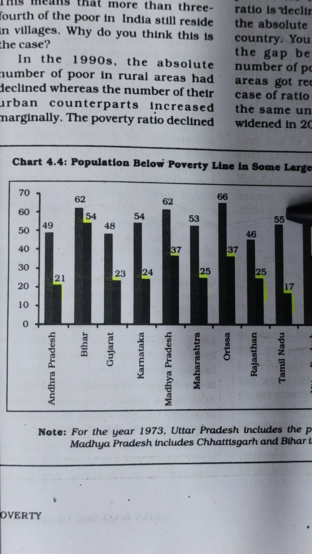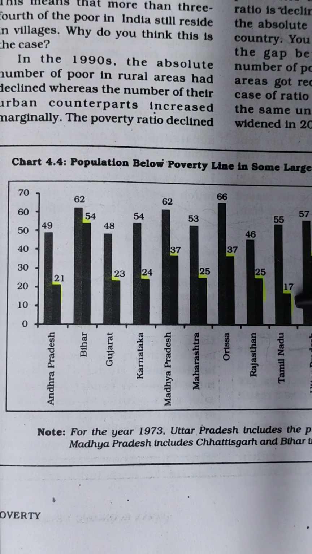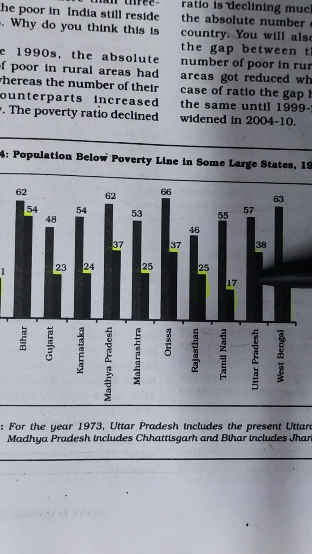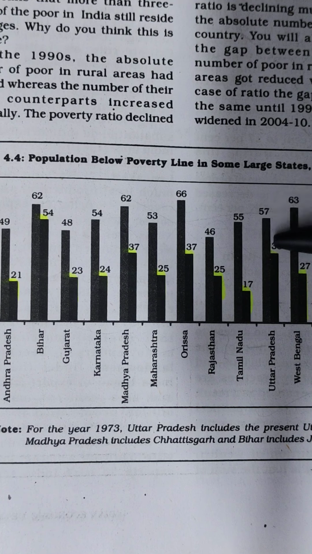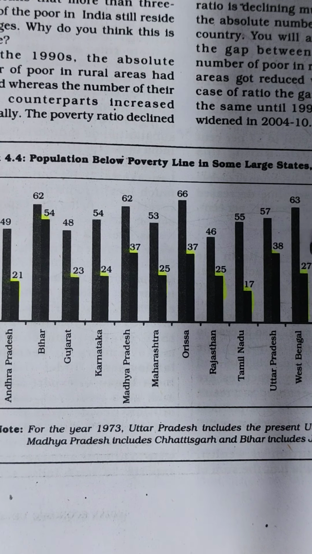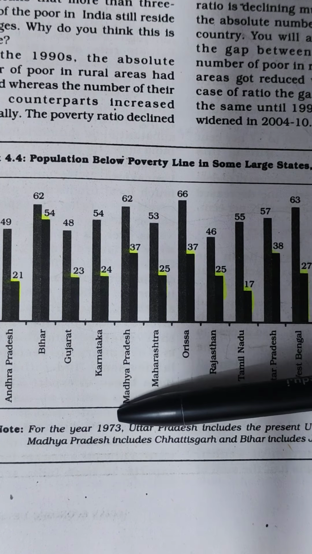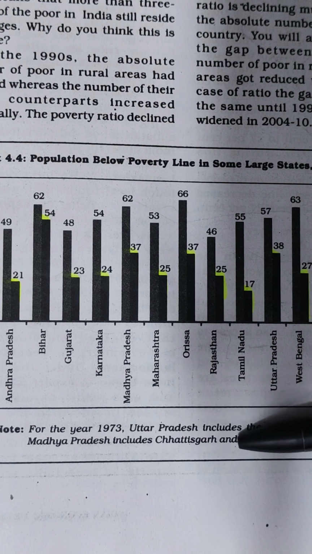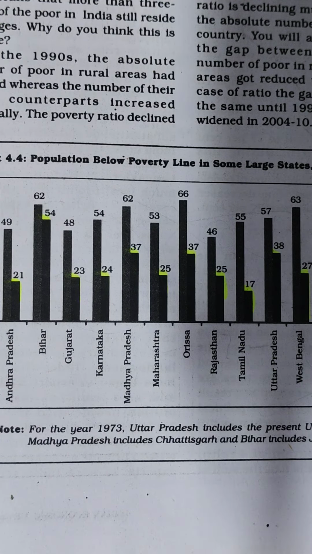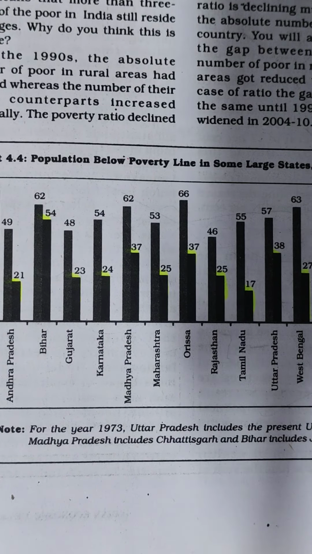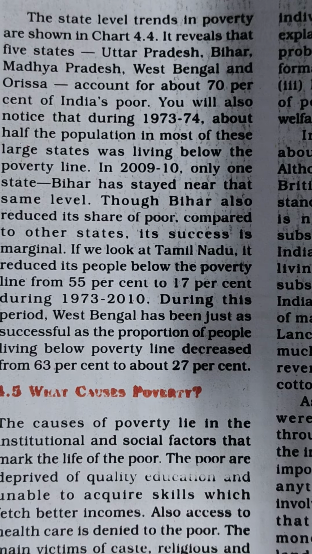That means people under the poverty line, 55, now it's come down to 17. So that shows some amount of progress out there. Then you have Uttar Pradesh, not much. Then you have West Bengal, yes, it shows quite a bit. And in the notes it's written, for the year 1973, Uttar Pradesh includes the present Uttarakhand, Madhya Pradesh includes Chhattisgarh, and Bihar includes Jharkhand.